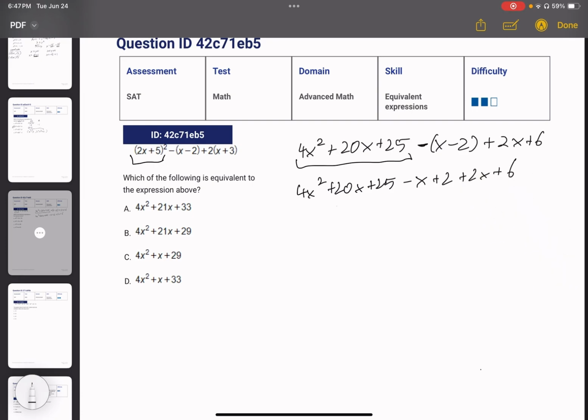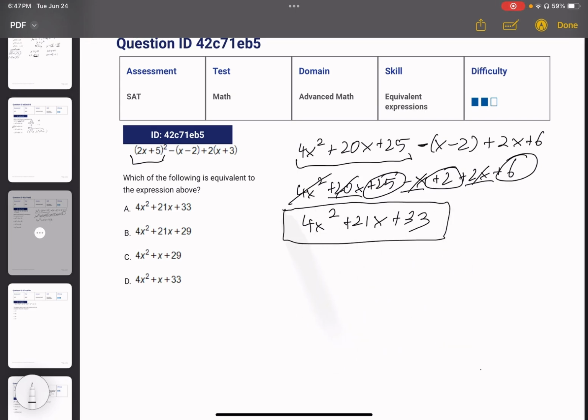Okay, so we have 4x squared, and then we look at all our x terms. We have 20, we have -1, and we have 2. So that's going to give us plus 21x. So we can cancel these out now. And then we have our remainder of constants, 25, 2, and 6. And this is going to be our answer. We look at our choices. That's going to give us option A.